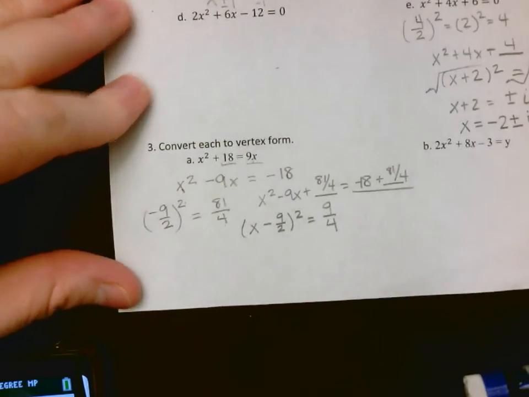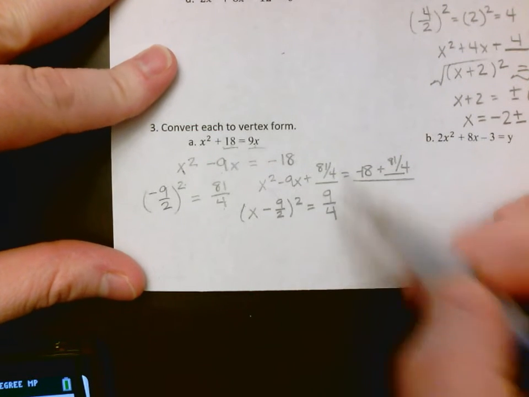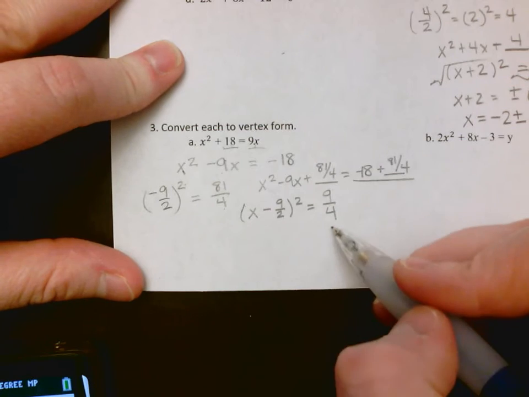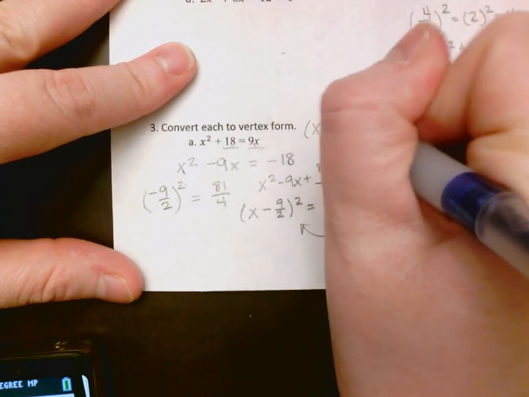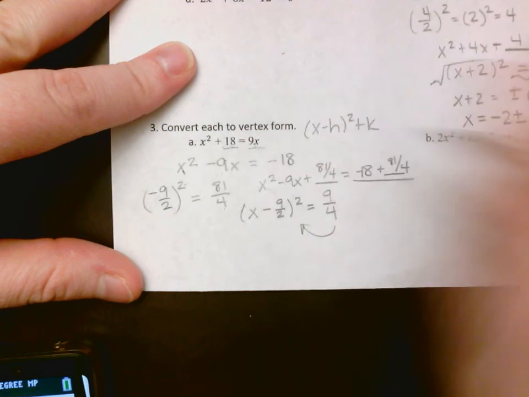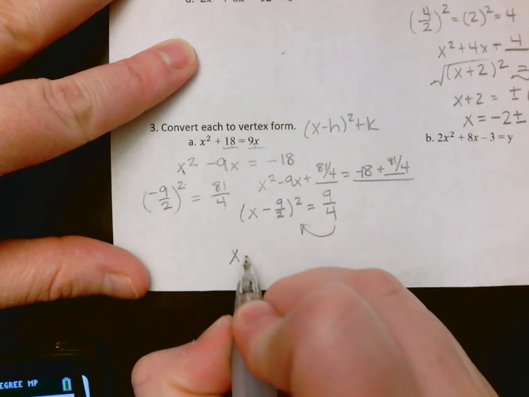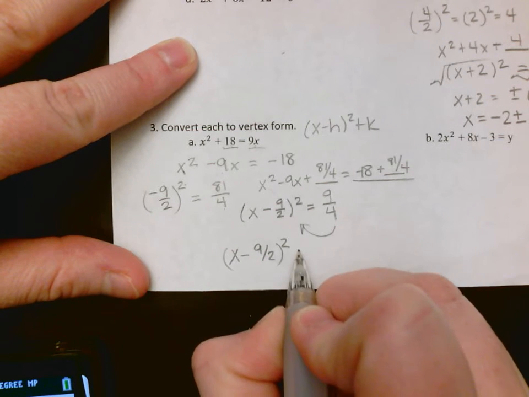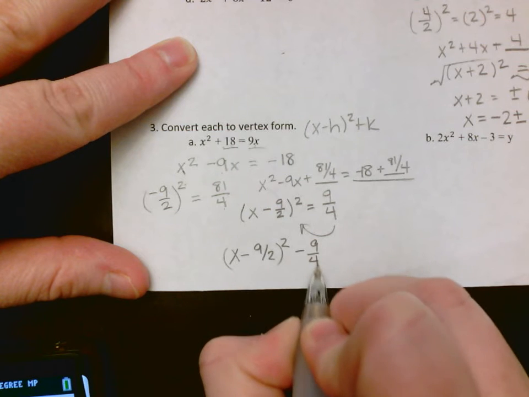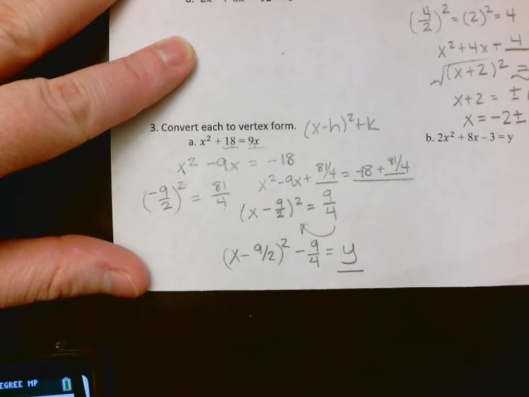Now normally we would solve this, and since this comes out to be a pretty number, if you take the square root of both sides it wouldn't be hard, but since we're just writing vertex form, I need to move this back over because I want it to be in the form of x minus h squared plus k. So I need to move this back over. So this would be x minus 9 halves squared minus 9 fourths equals y, and the reason why we put the y there is because it's a function.